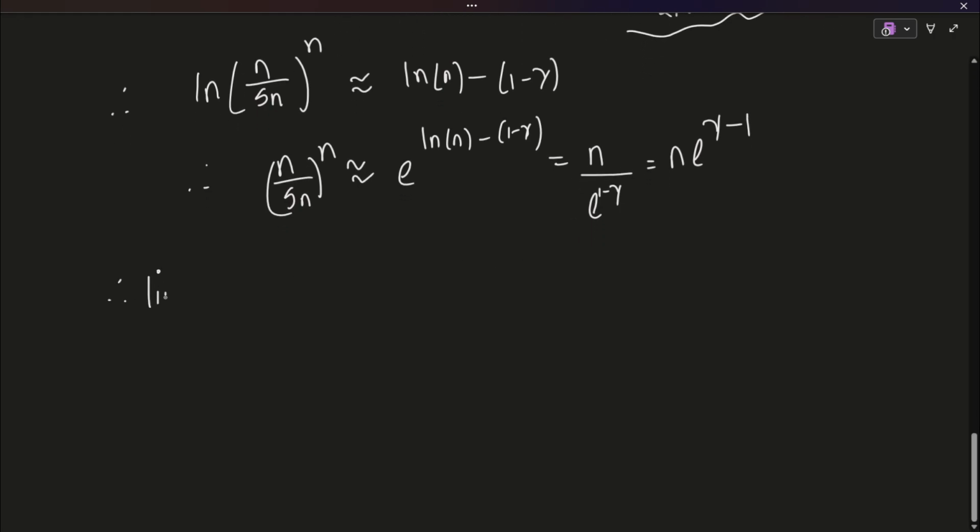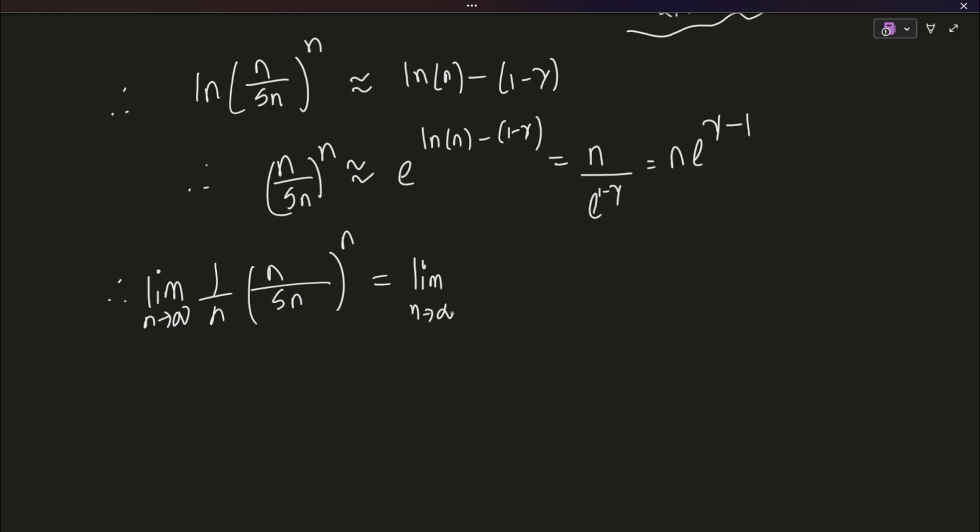And the limit we wanted to find was this. Therefore, the limit as n tends to infinity of 1 by (n by Sn) whole to the power n, where Sn is defined as I have defined before, is nothing but the limit as n tends to infinity of n by (n times e to the power (gamma minus 1)), which is nothing but e to the power (gamma minus 1), which is our final answer.